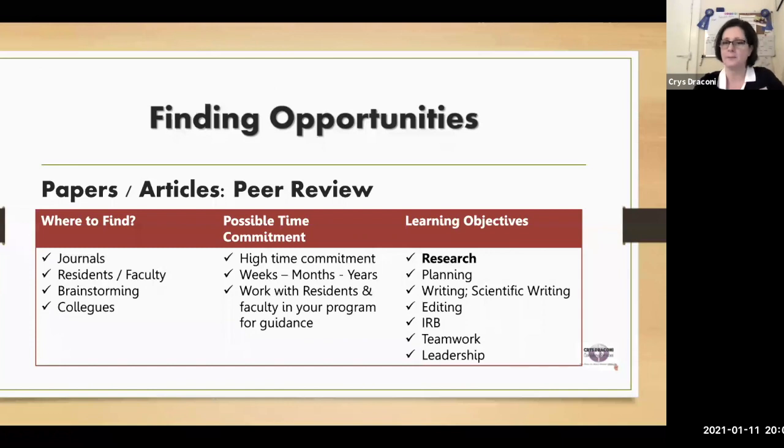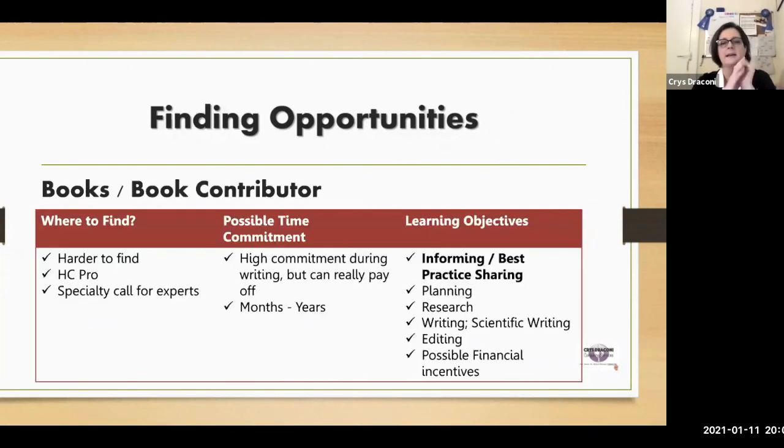Editing, you learn the IRB processes. Teamwork is a huge thing, and leadership is a huge thing. These are a little bit harder to find if you are looking for something specific. Sometimes you could reach out to the editor and say, hey, I'd like to write a book, but there is a financial commitment on their part. And a lot of times you can actually get compensation and things like that, but that means they have to have it within their budget to write what you're suggesting. So HC Pro, like I said, is a publisher that does these sorts of things.